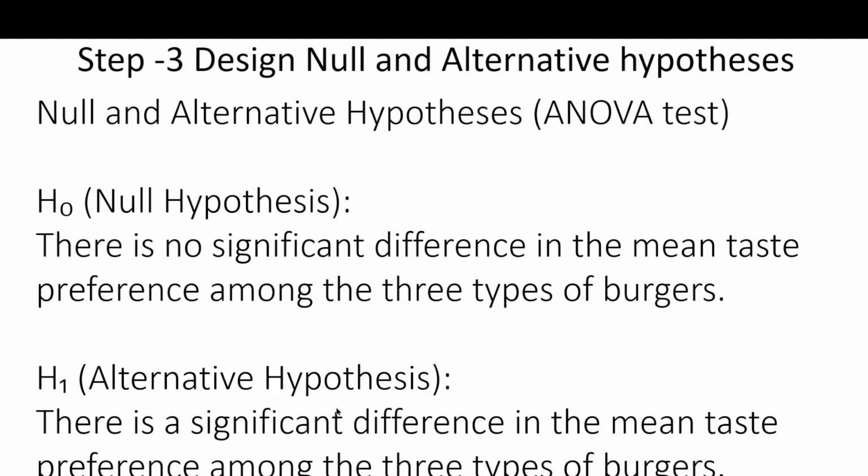Now step number 3 is we design the null and alternative hypothesis for the ANOVA test. So in this case, the H naught null hypothesis is there is no significant difference in the mean taste preference among the three types of burgers. Alternative hypothesis: there is a significant difference in the mean taste preference among the three types of burgers.